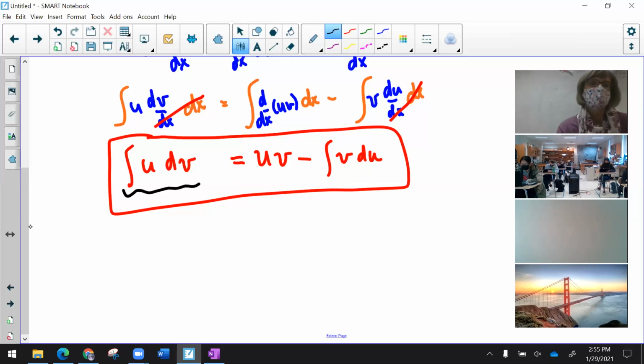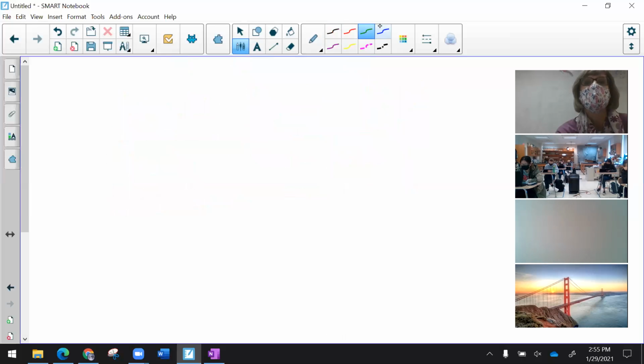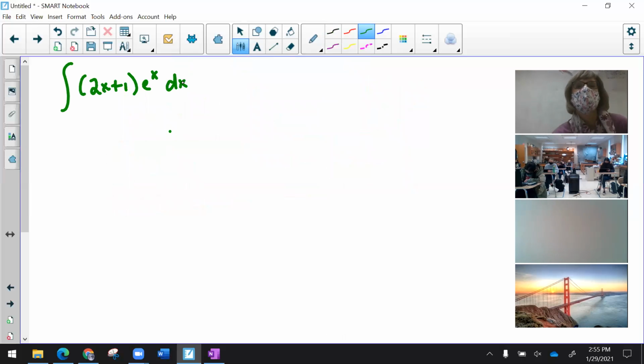All right. So I think the best thing to do is an example so that you understand how this works. The example you have is the integral of (2x plus 1) e to the x dx.